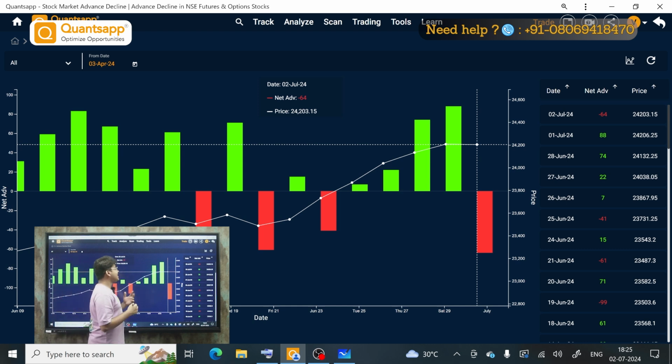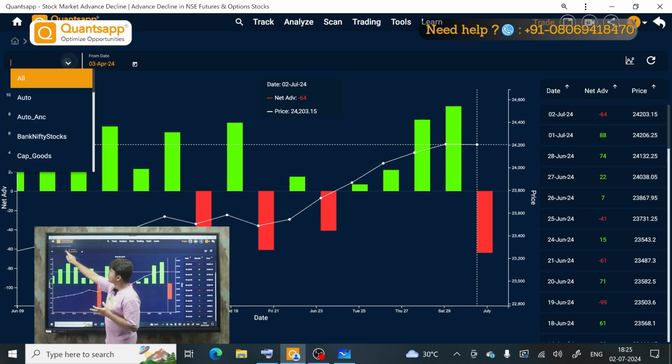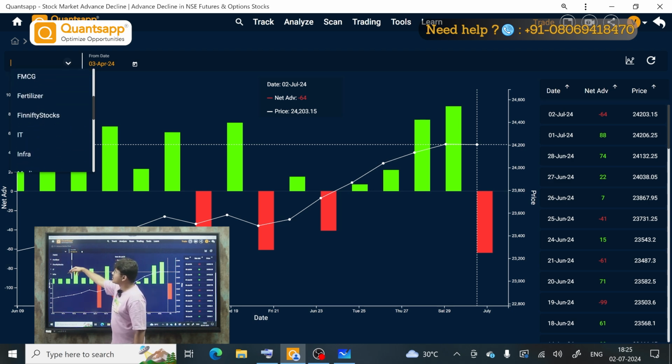Now moving on, if you don't want to look at the overall market and want to look at sectors, what sector has a positive breadth, what sector has a negative breadth, or net advance, you can do that as well. All you have to do is go to the All button here, which is kind of a search option or a drop down menu. You can add individual sectors.